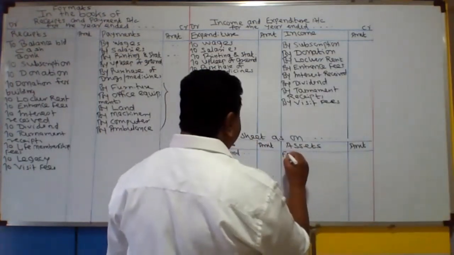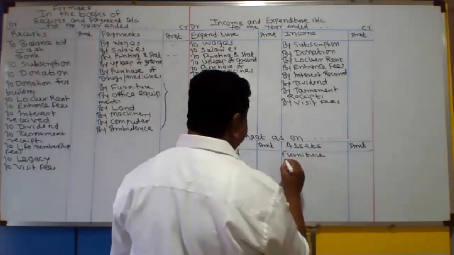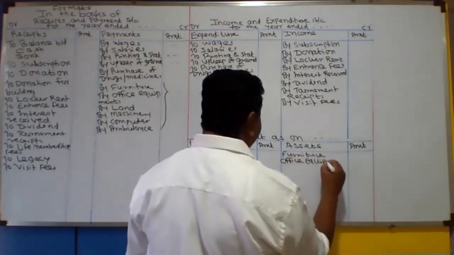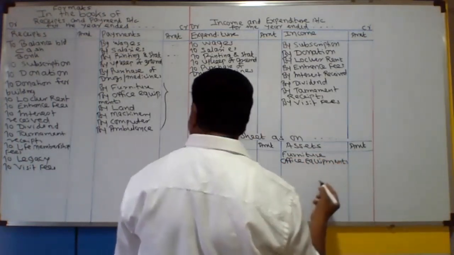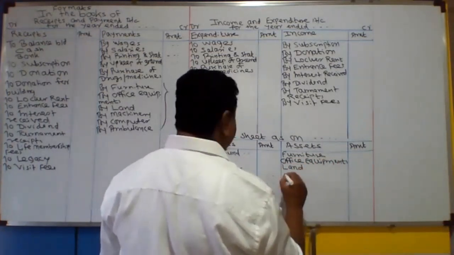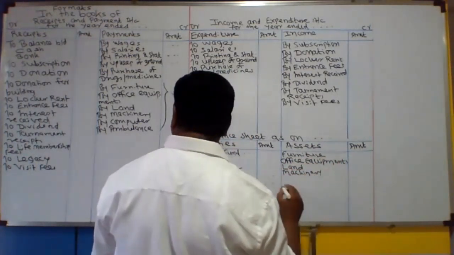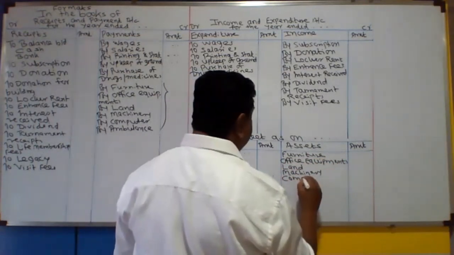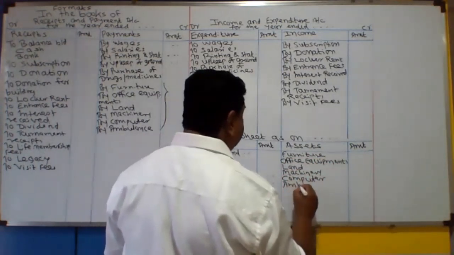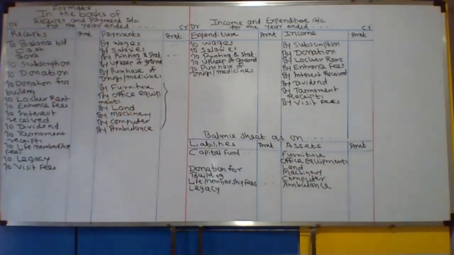So furniture, मतलब वहां भी लिखा मैंने, अभी यहाँ भी लिख रहा हूँ, furniture, office equipments, then land, newly purchased, machinery. Machinery, generally lawn cutting machines they are having, lawn cutting machines. Computer, ambulance. So these are all assets.